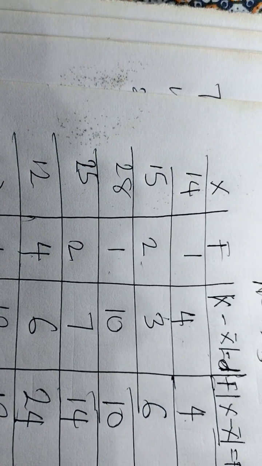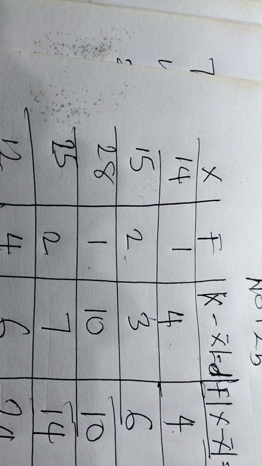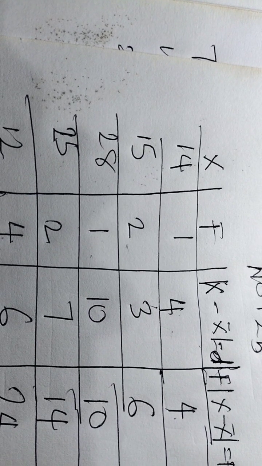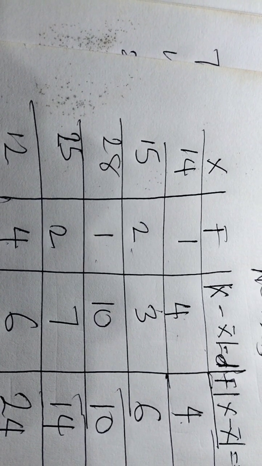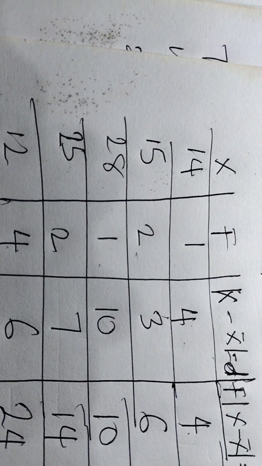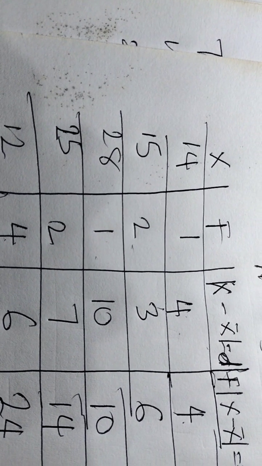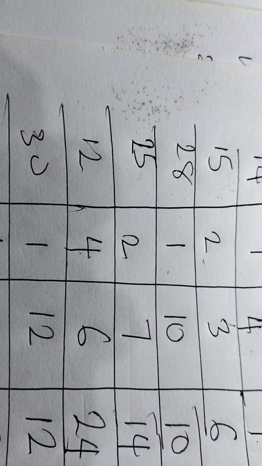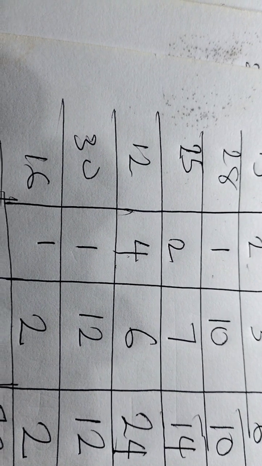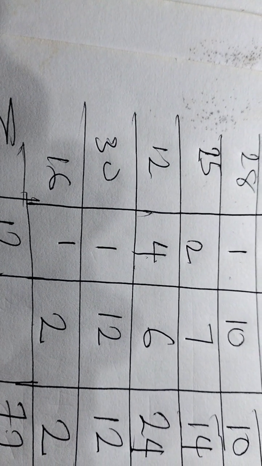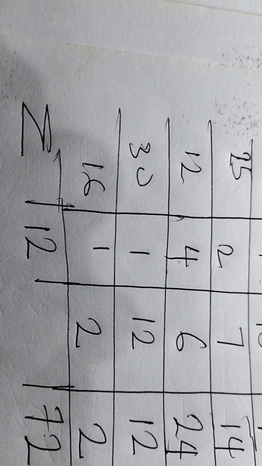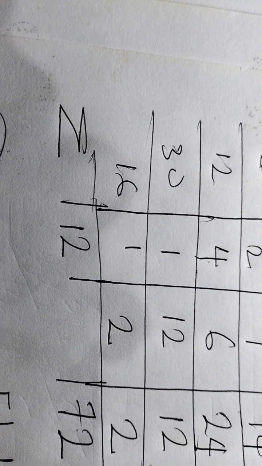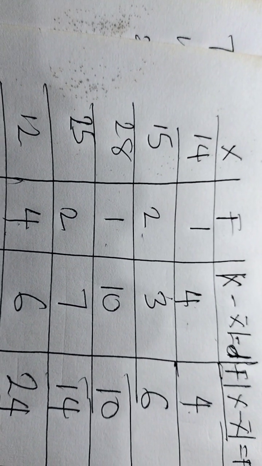Then we now have the deviation, which is the absolute value of S minus the mean. So mean is 18. Subtract, like for the first column, we'll have 4. That'll be 18 minus 14, that is 4. Second column, 18 minus 15, which is 3. Third column, 28 minus 18, which is 10. Next, 25 minus 18, which is 7. 12 minus 18, which is negative 6. We take the absolute value, remove the negative sign, take 6. 30 minus 18, which is 12. 16 minus 18, which is negative 2. Remove the minus sign, take 2. So that's how we obtain the deviation.